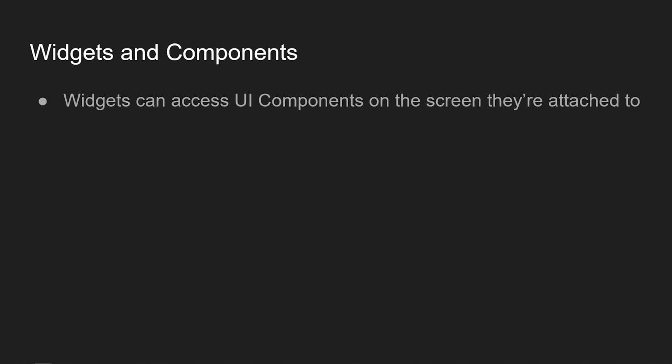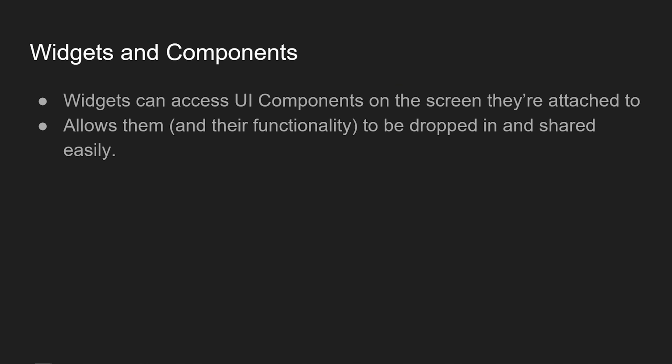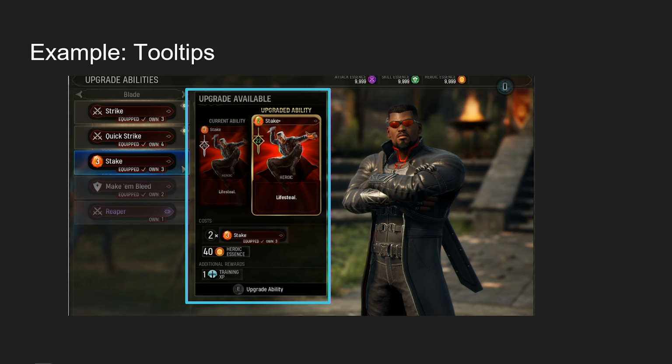Now, we were talking about how widgets also have access to the UI components they're attached to, right? So how can we use this? As an example, this is a tooltip that we use in a lot of our screens. And we're talking about at scale, right? So this has to appear in a lot of different screens.